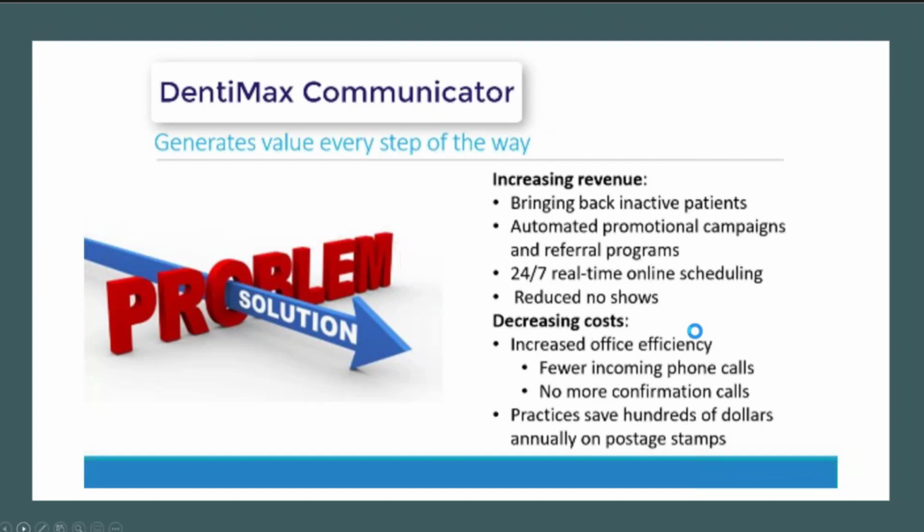So you'll have fewer phone calls coming in to confirm. We've got here no more confirmation calls. I would say it reduces confirmation calls because there's always a couple of stragglers out there. And practices will save hundreds of dollars annually on postage stamps if you're used to sending out paper postcards to remind people about their appointments or that they're due for hygiene. Those type of postcards, you can use an electronic system instead.